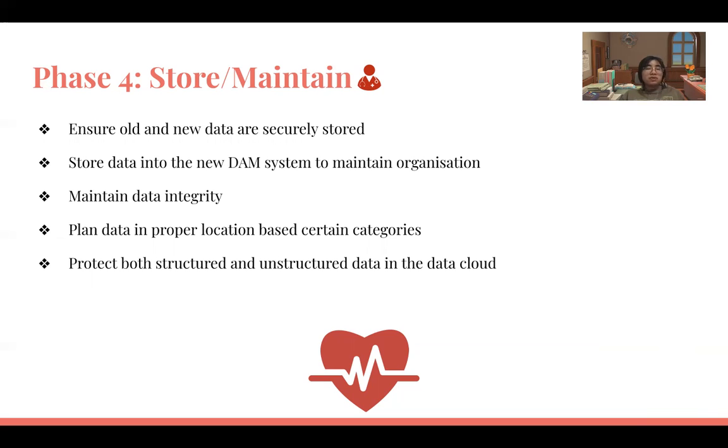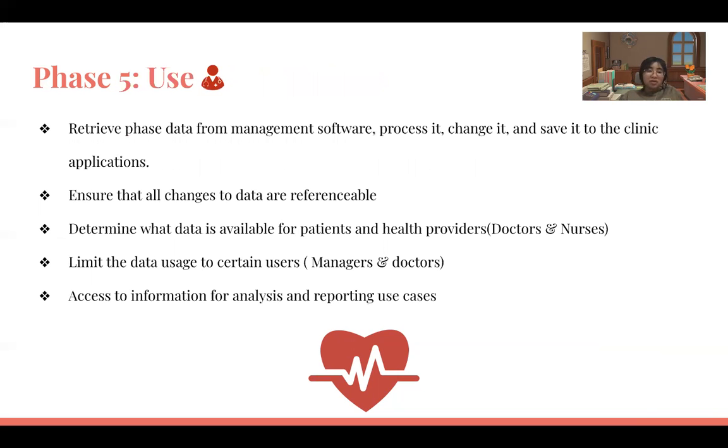So if someone is above, let's say 85, then there will be a category for patients above 85. If you're going to look for someone of older age and you can't find their name, there's something to quickly search. And then protect both structured and unstructured data in the data cloud. And then Phase 5, this is how data should be used.